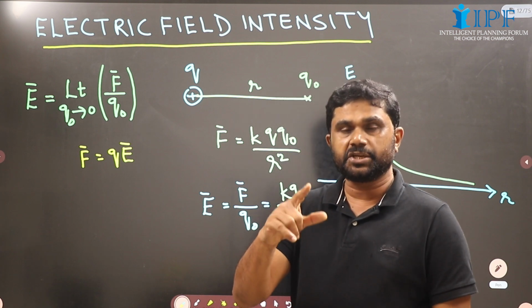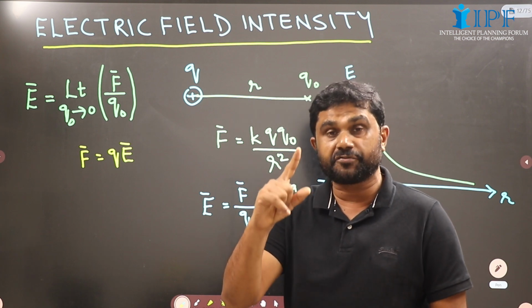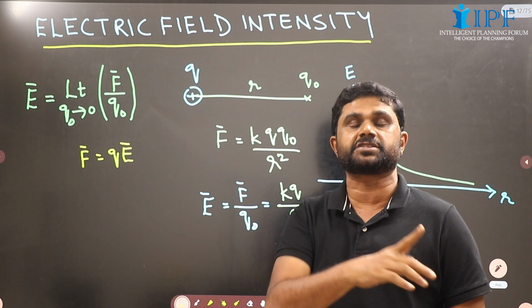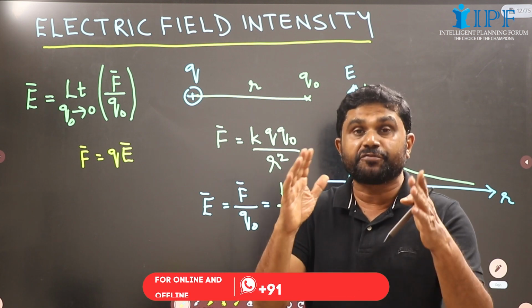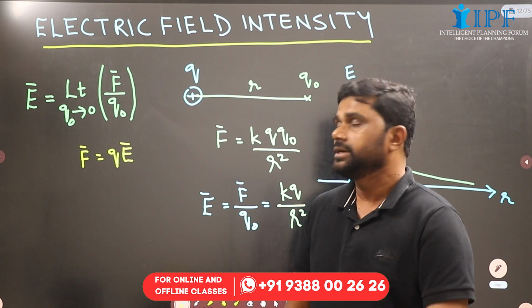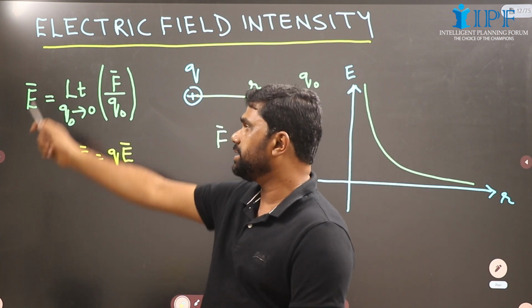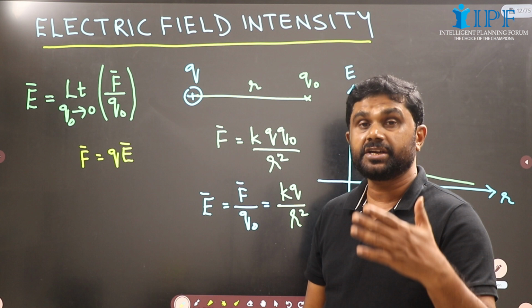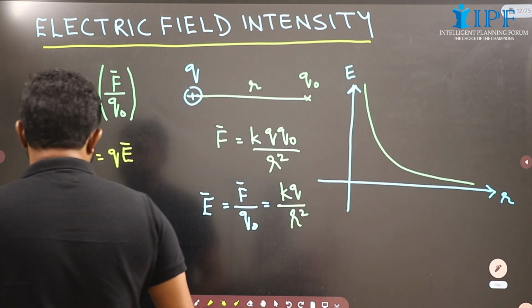Now the intensity of electric field at any point is the force per unit positive test charge kept at that point. It's the force, so it must be a vector. It is represented by capital E. It is a vector measured in newton coulomb raised to minus 1.